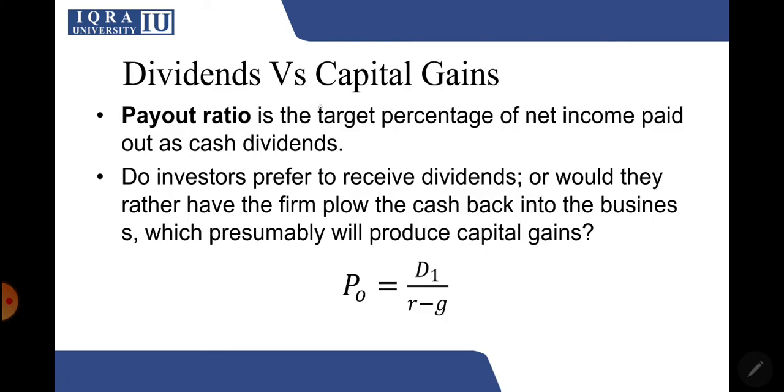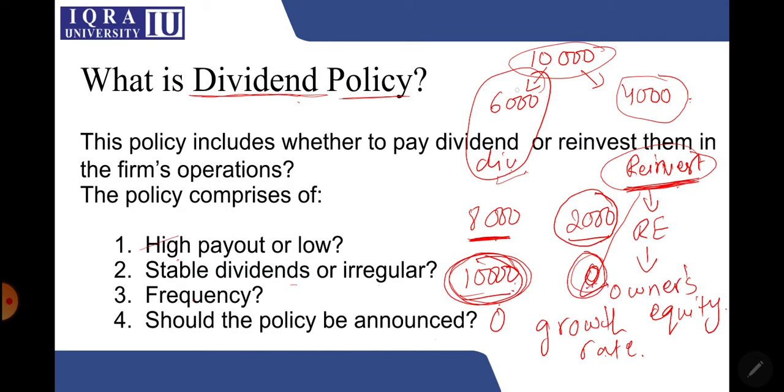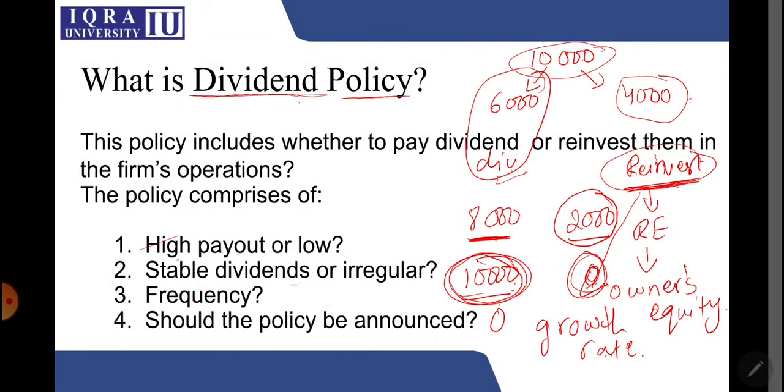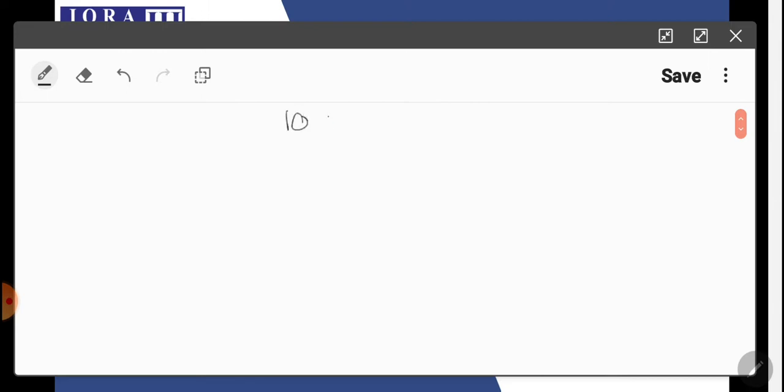Now, dividend versus capital gains. You are all aware of the payout ratio. It is the target percentage of net income paid out as cash dividend. So what was the payout ratio in the example that we were doing over here? Over here, I need to open a note because there is less space. Out of the 10,000, we assume 6,000 is paid in the form of dividends, and the remaining 4,000 is being reinvested back into the business. So it's being retained.